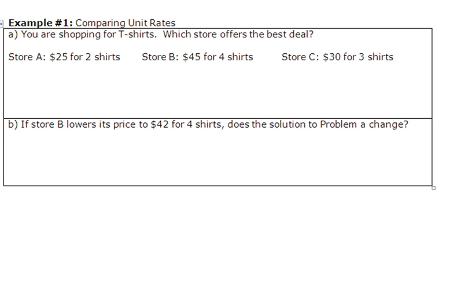Example 1, we're comparing unit rates. So A says you are shopping for t-shirts. Which store offers the best deal? So we have store A, store B, and store C. Well, if I want to know which store offers the best deal, I want to figure out how much it costs for one t-shirt. So I find a unit rate. If store A costs $25 for two shirts, I'm going to do 25 divided by 2. So I get that answer, and 25 divided by 2 is 12.5. So it costs $12.50 for each shirt.